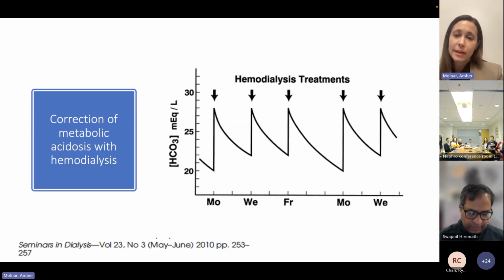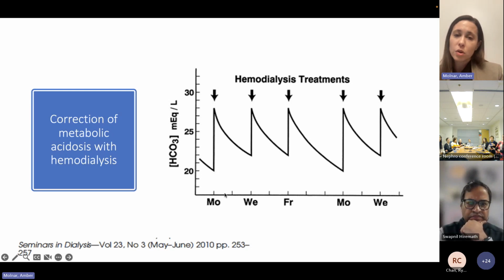So this means that in terms of hemodialysis patients, the reversal of metabolic acidosis is occurring based on the delivery of alkali during the dialysis treatment. And we all know that hemodialysis is an intermittent treatment. Most patients are coming in center only 3 times per week.